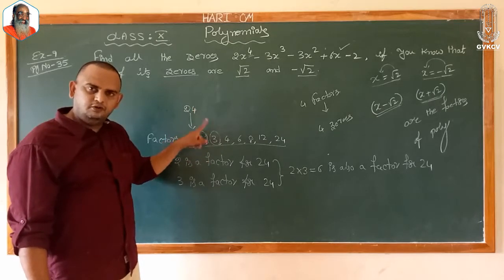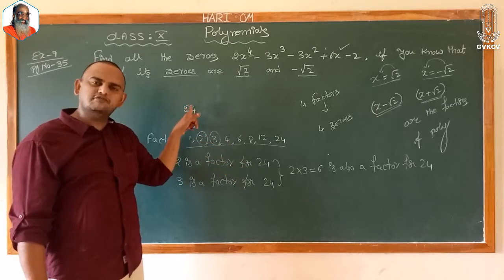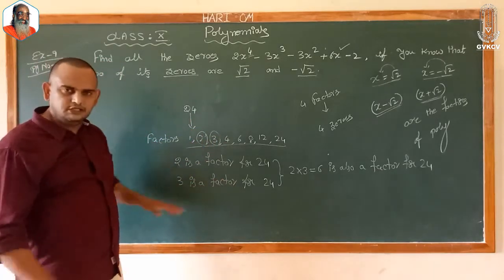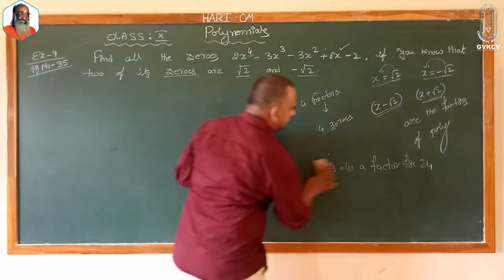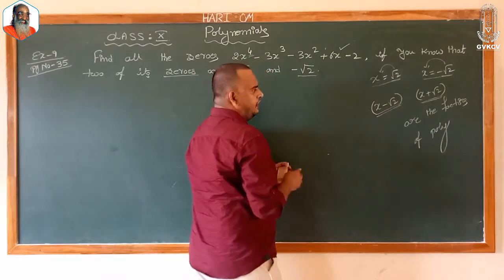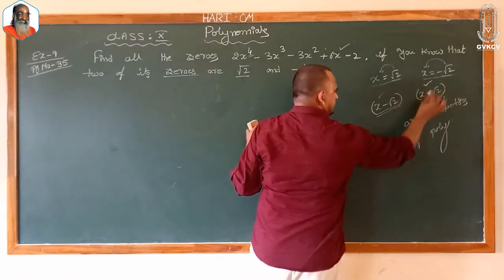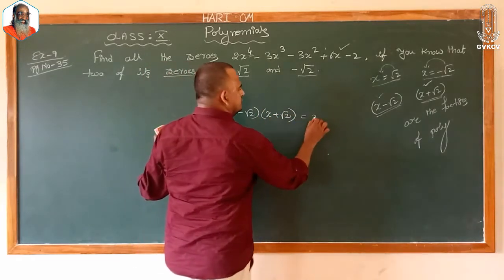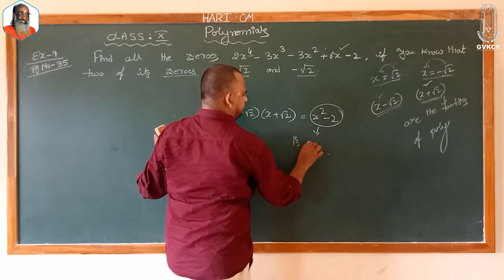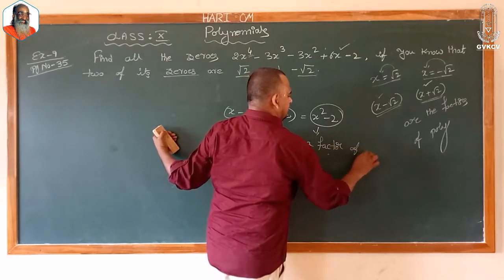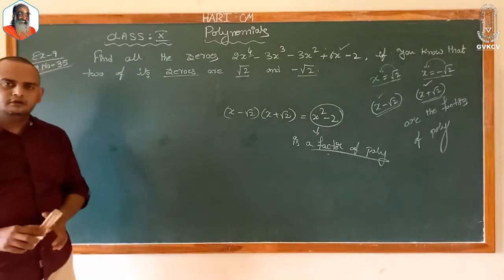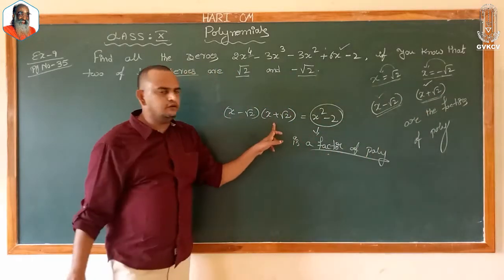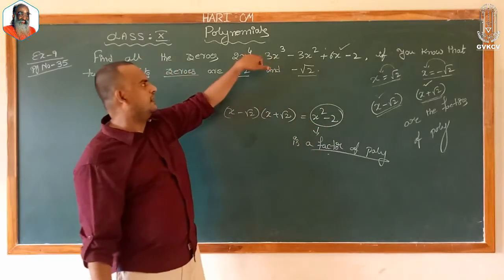When 2 is a prime factor of 24 and 3 is a prime factor of 24, then 2 3s are 6, which is also a factor of 24. Why I am explaining this concept is that here I have x minus root 2 as a factor and x plus root 2 as a factor. So x minus root 2 into x plus root 2, that is x square minus 2, is a factor of the polynomial. The product of these two factors, x square minus 2, is also a factor of this polynomial.